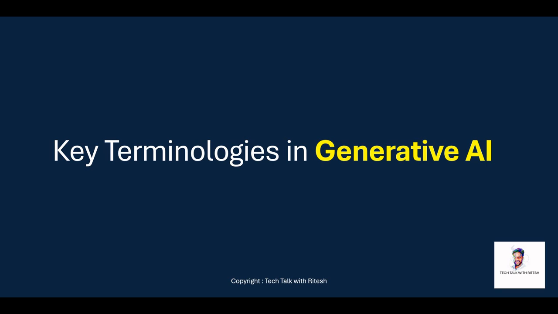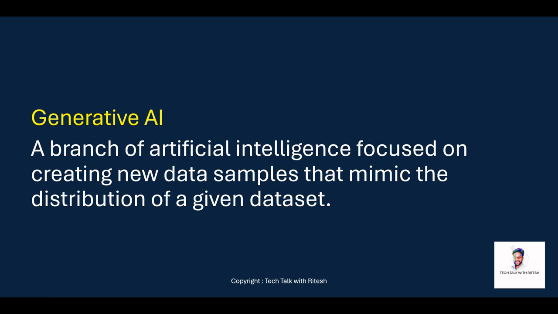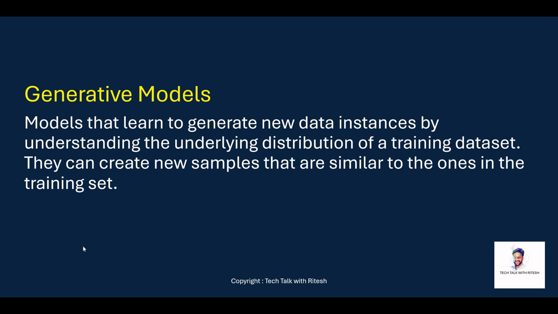Now let's see all the key terminologies we have used so far in this session which are related to generative AI. So start with the very basics. Generative AI: a branch of artificial intelligence focused on creating new data samples that mimic the distribution of a given data set. That is generative. Generative models: models that learn to generate new data instances by understanding the underlying distribution of a training data set. They can create new samples that are similar to the ones in the training set.